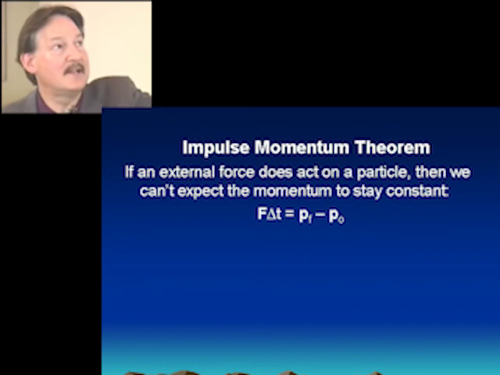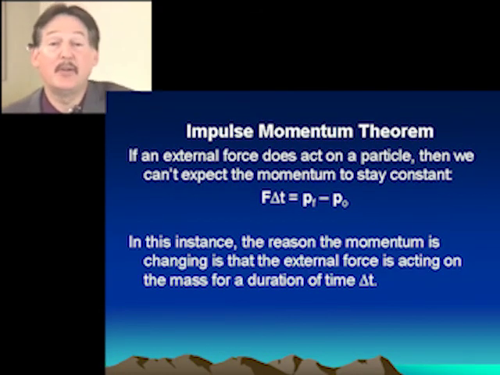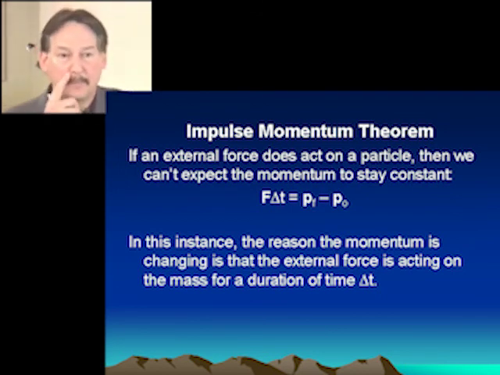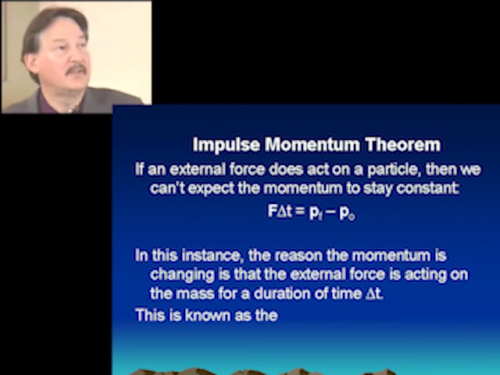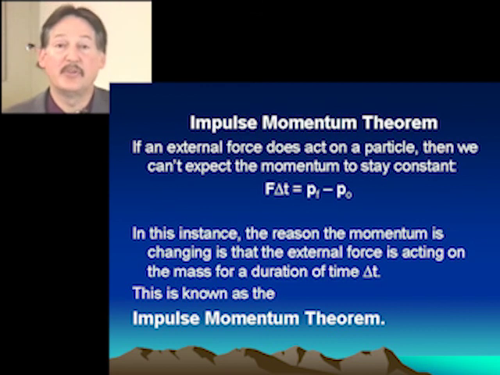The left-hand side is called the impulse. The force acting for a duration of time is an impulse. And the right-hand side, of course, is the change in momentum. If you have a graph of a force as a function of time, then the left-hand side can be graphically represented as the area under the curve of a force plotted as a function of time.